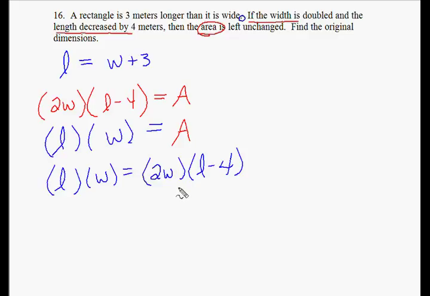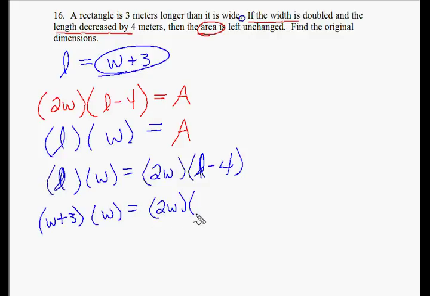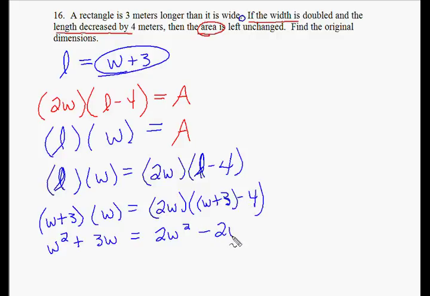Now there's one more bit of information we can use to try and solve this problem, and that is that we know what the length is. So everywhere there's an L in the problem, we can replace that L with the information about width. So we'll have W plus 3 times W is equal to 2W times W plus 3 minus 4. Cleaning up our parentheses, we get W squared plus 3W is equal to 2W squared, and 3 minus 4 is negative 1, times 2W.